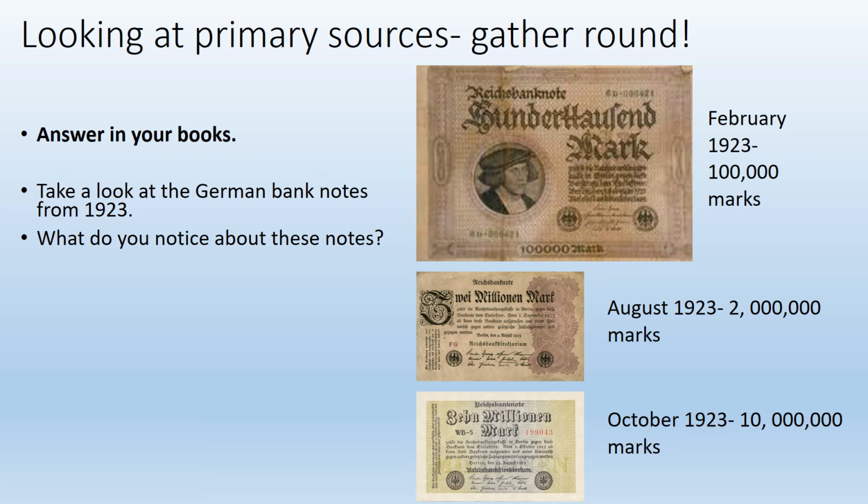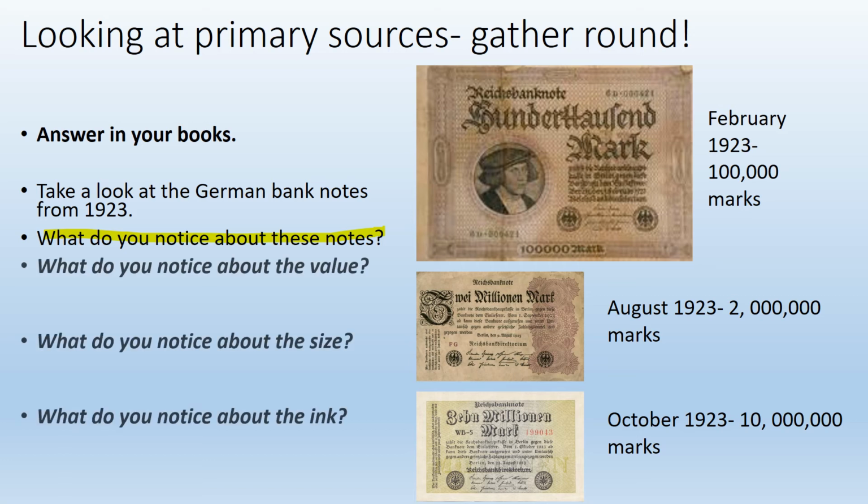So let's write that down in our books. What do we notice about these banknotes? Record that down in our note. And we have a banknote from February of 1923, August, and October of 1923. So what do we notice about the size? What do we notice about the value of them? What do we notice about the color and the ink? Let's try to answer these questions. So go ahead, pause the video. When you're ready, hit resume.